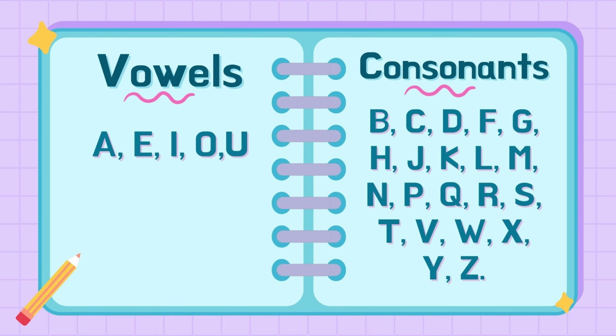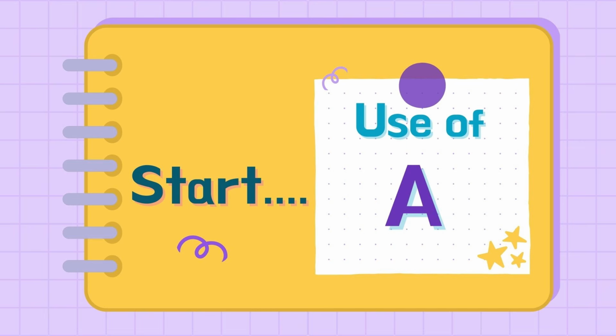You don't need to remember all the consonants. There are too many. Just remember the vowels because we only have 5: A, E, I, O, U. All the other letters are consonants. Now you all know the vowels and consonants. Okay, let's go to our topic.